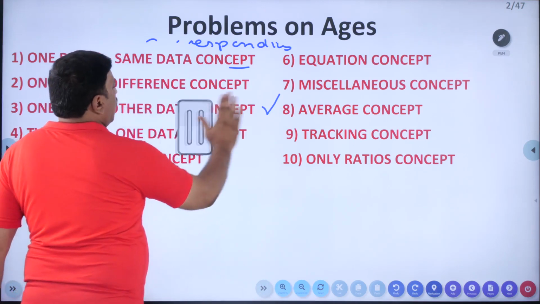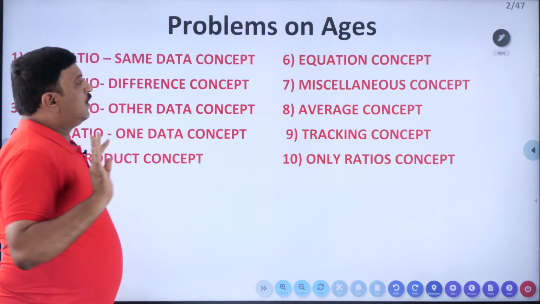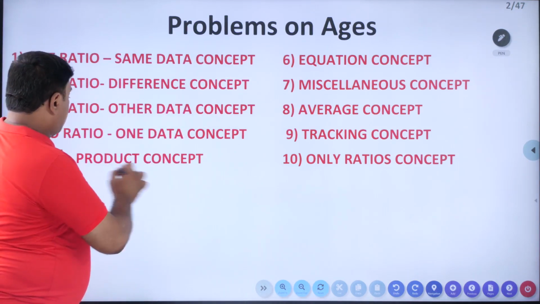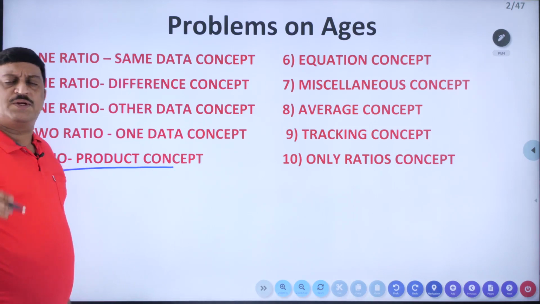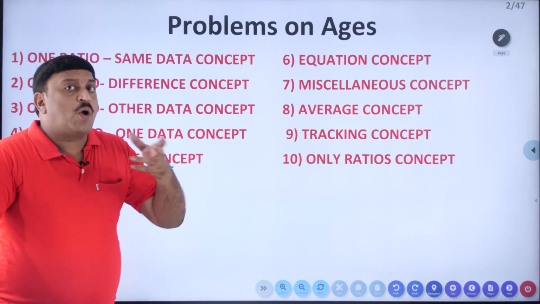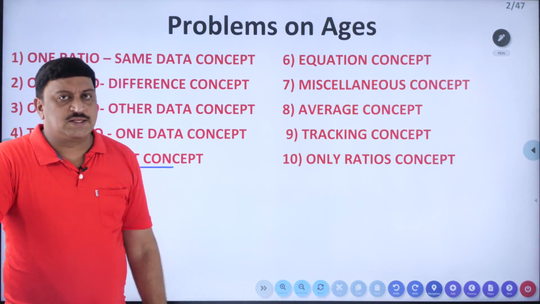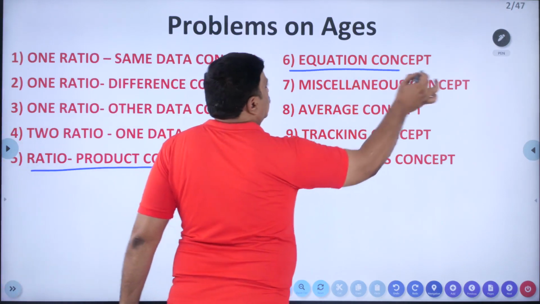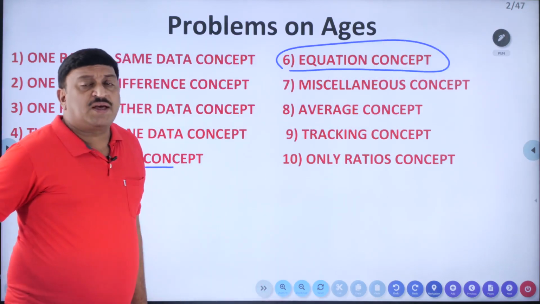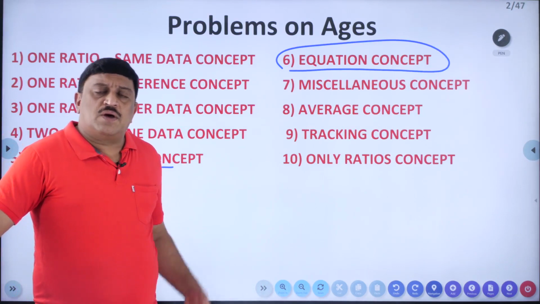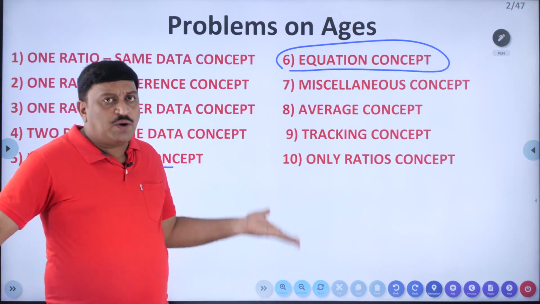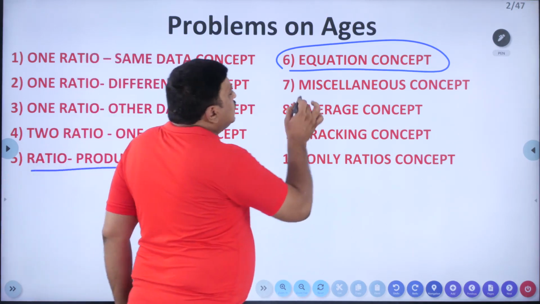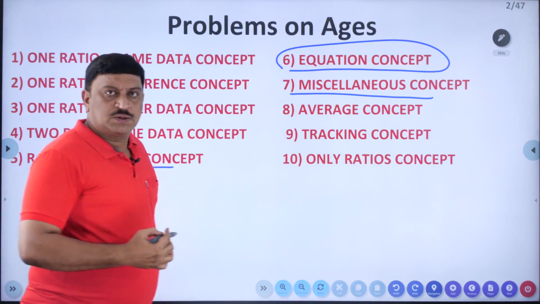Now you see this one, the fifth one is the ratio product method. Product concept means ratio will be given and the product of their ages. Two persons' product is given, multiplication is given. I have made this a separate one. And equations, where we can't use shortcuts, we have to use equations also sometimes. Be cautious about this one also. And miscellaneous concepts will be there. We'll see that one also, right?